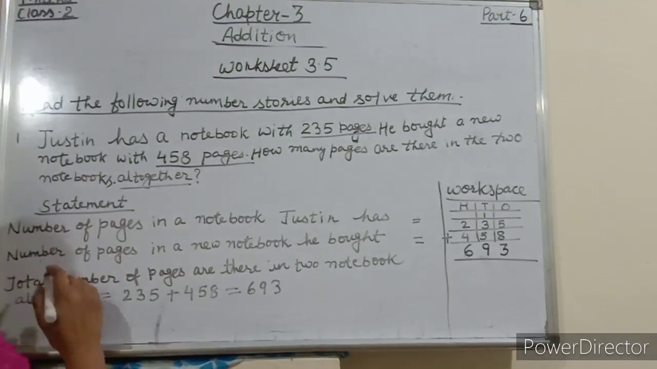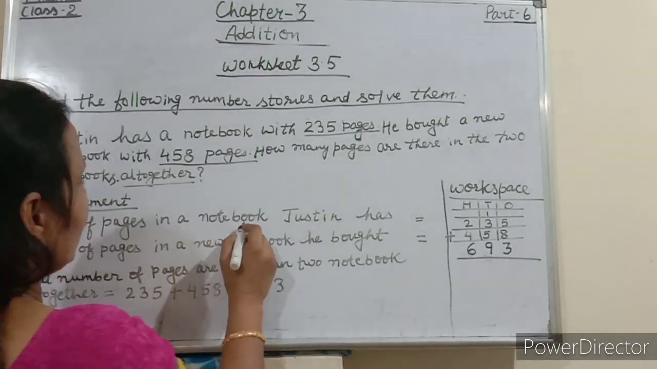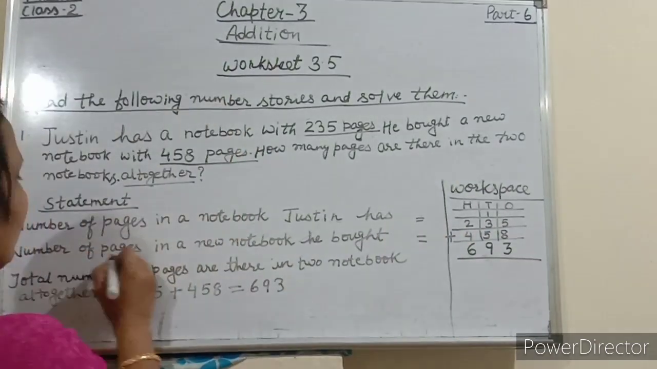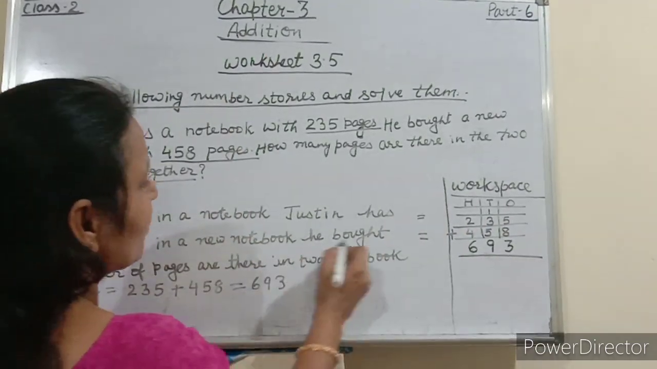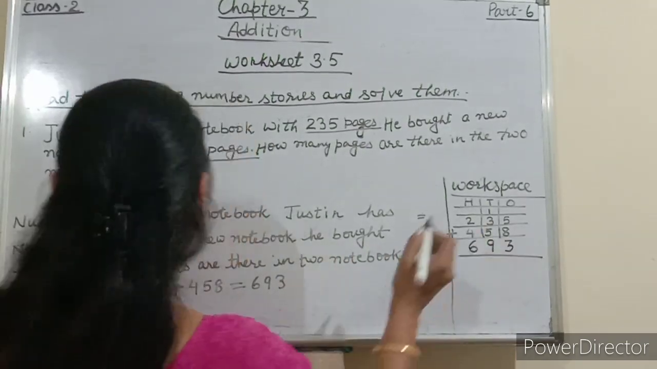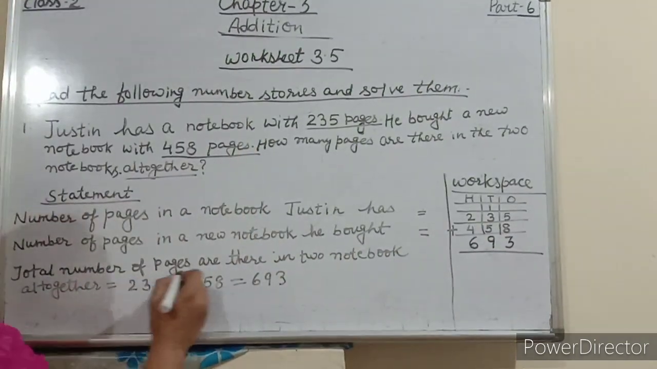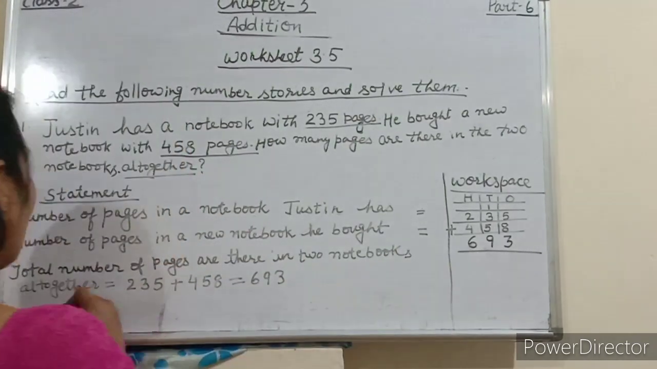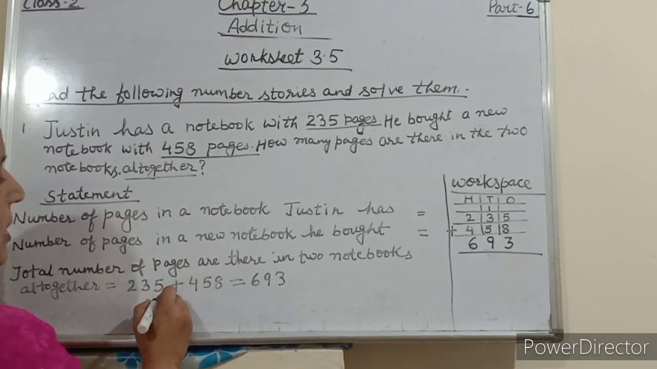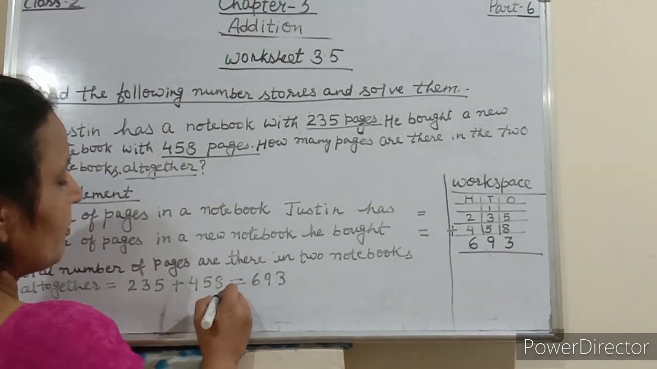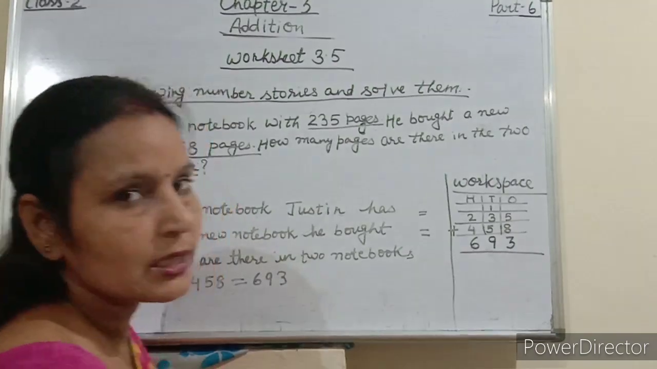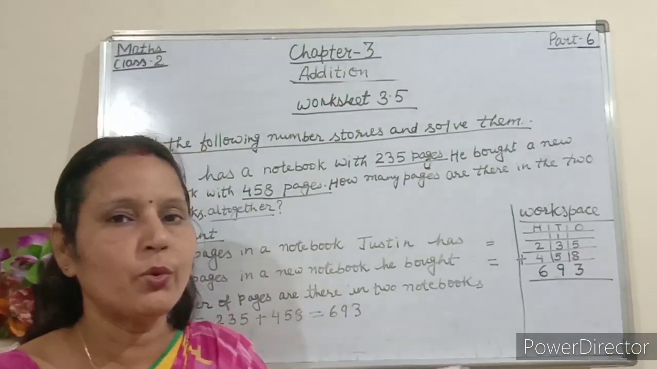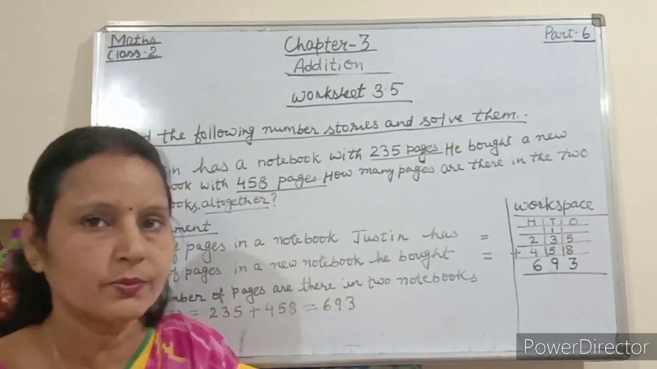See students, number of pages in a notebook Justin has is 235. Number of pages in a new notebook he bought is 458. Now see, total number of pages in two notebooks altogether: 235 plus 458 is equal to 693. So students, one more sum I am giving you to do.